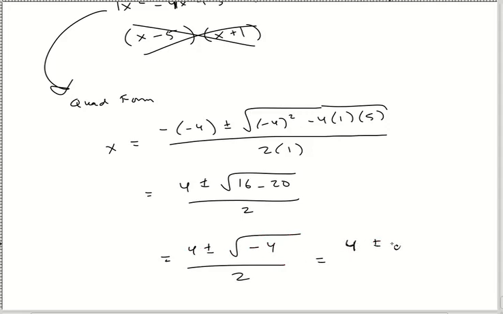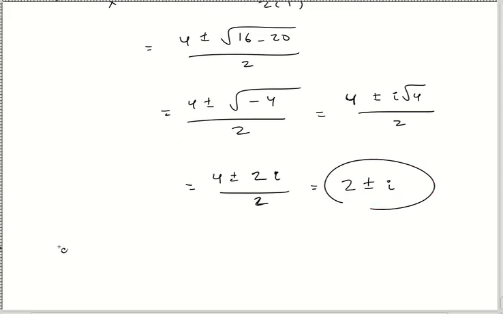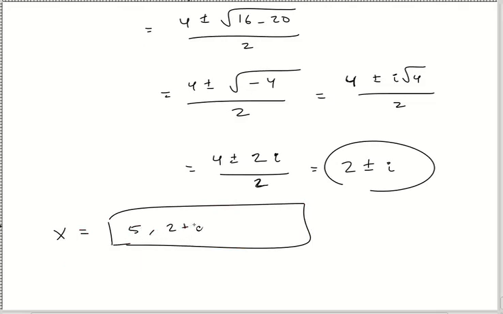So we got an i. And of course, square root of 4 is a 2. So just 2i is fine. Notice that everything's got a 2. You can cancel that. So 4 and 2, 2 and 2 cancel, makes a 2 plus or minus i. And those are your last answers. If they're wanting a final answer like a list, which I think is what they're wanting here: 5, 2 plus i, 2 minus i. And there you go. That's it.